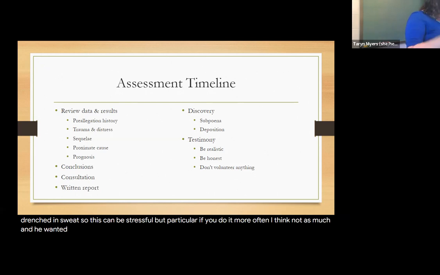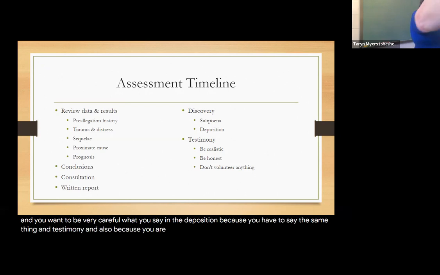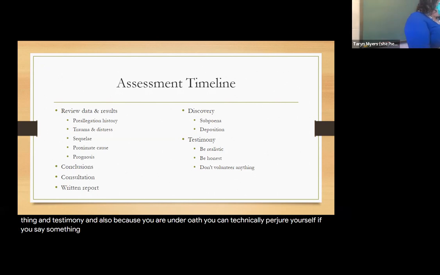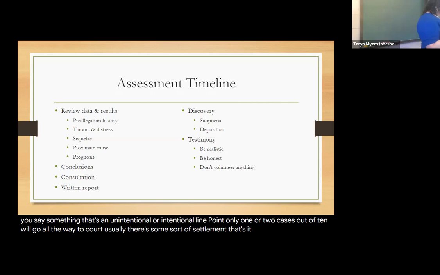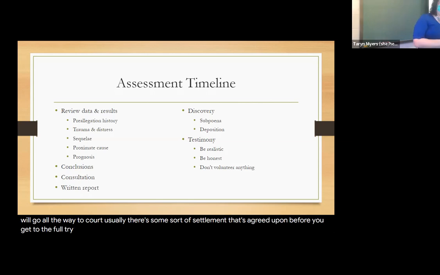You want to be very careful what you say in the deposition, because you have to say the same thing in testimony. And also because you are under oath, you can technically perjure yourself if you say something that's an unintentional or intentional lie. Once you get to that point, only 1 or 2 cases out of 10 will go all the way to court. Usually there's some sort of settlement that's agreed upon before you go to the full trial.